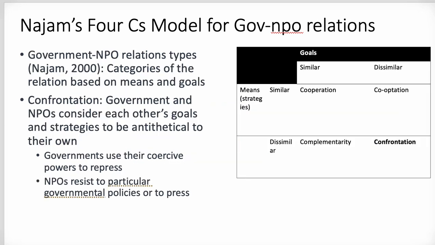So the second model is confrontation, and this happens when government and NPOs consider each other's goals and strategies opposed to each other. Governments may repress NPOs using their core civil powers, and NPOs resist particular governmental policies or press.